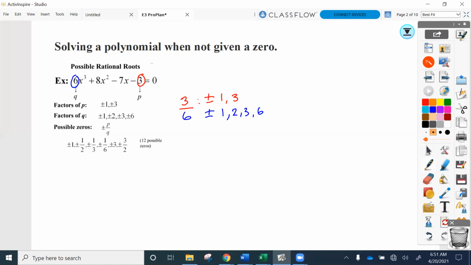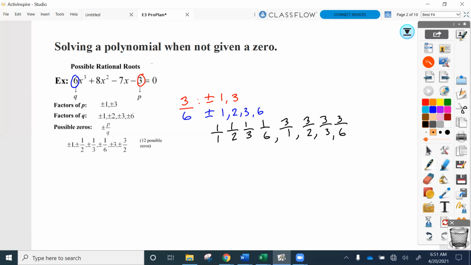So then what you do is you simplify all the possibilities if you take P over Q and write a fraction for it. So you could have 1 over 1, you could have 1 over 2, 1 over 3, and 1 over 6. Then you could have 3 over 1, 3 over 2, 3 over 3, and 3 over 6.